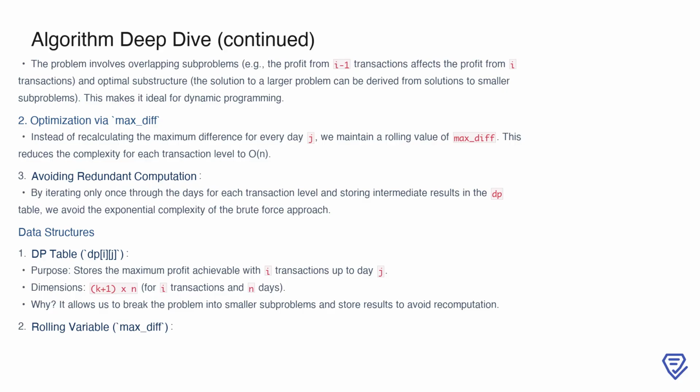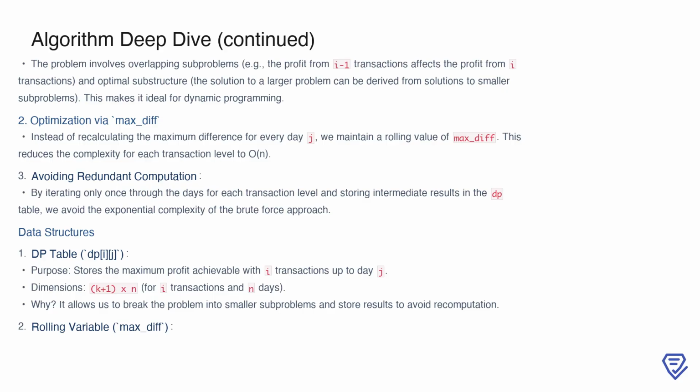Additionally, the use of max_diff significantly optimizes the process by reducing redundant computations. Instead of recalculating the maximum difference for every day, we maintain a rolling value that gets updated as we iterate through the days. This optimization reduces the complexity for each transaction level to O(n), making the solution efficient even for larger inputs. By iterating through the days only once for each transaction level and storing intermediate results in the DP table, we avoid the exponential complexity of a brute force approach.